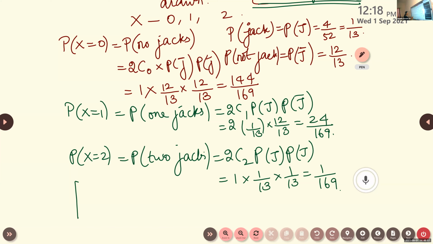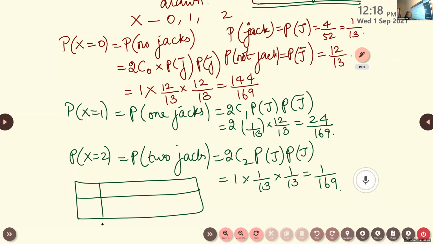Now draw the probability distribution table. X takes the values 0, 1, 2. When X is 0, it is 144 by 169. When X is 1, it is 24 by 169. When X is 2, it is 1 by 169. Add and see, are you getting sigma P(x) is 1? Whether sigma P(x) is 1, children?